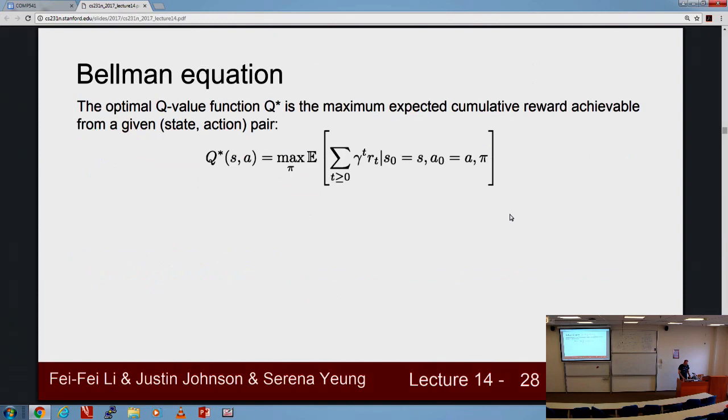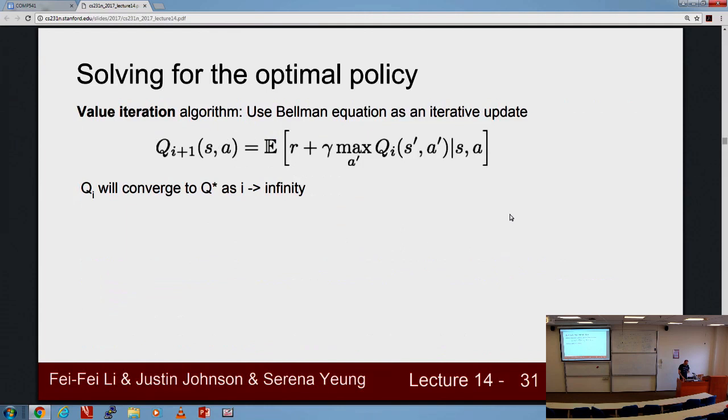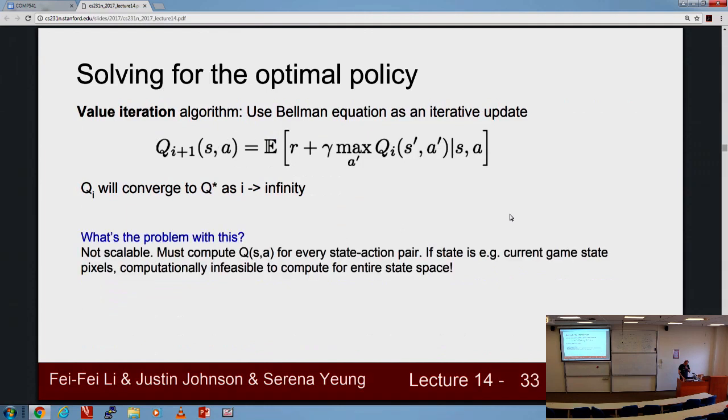Value function, these are all sort of things that we've seen already. Okay. And then here is basically a value iteration, and why it's basically not possible to scale this to large problems, right?